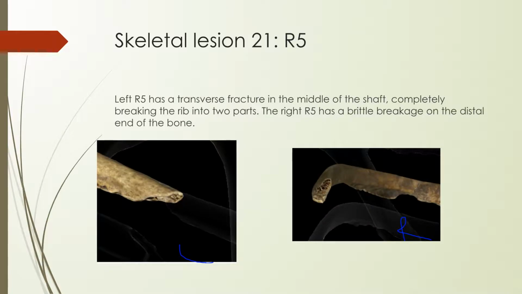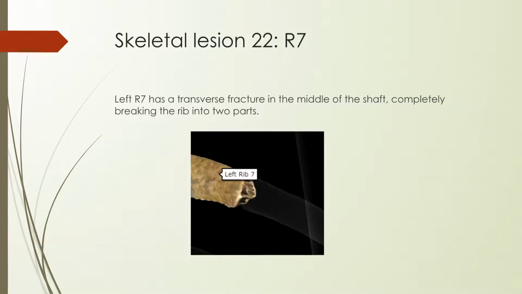For R5, the left R5 has a transverse fracture in the middle of the shaft, completely breaking the rib in two parts. And the right R5 has a brittle breakage on the distal end of the bone. For R7, the left R7 has a transverse fracture in the middle of the shaft, which completely breaks the rib in two parts as well.